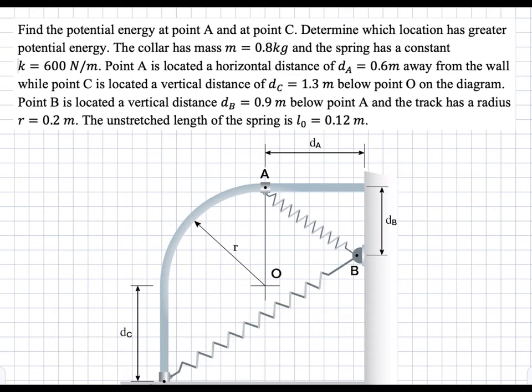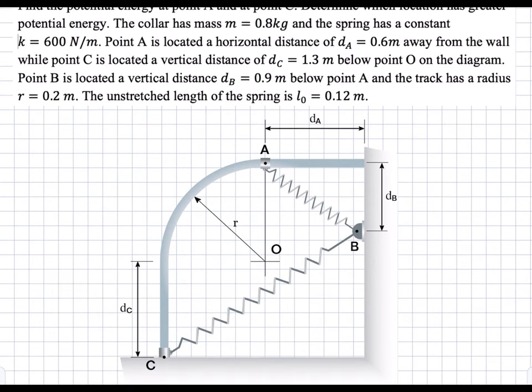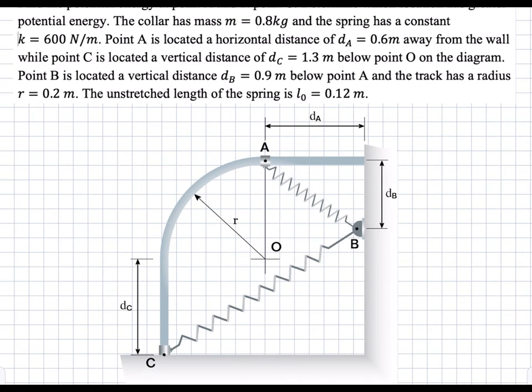In this question, we're asked to calculate and compare the potential energy between points C and A of this slider with a spring. There are two aspects to the potential energy: gravitational potential energy and potential energy stored in the spring. We're assuming at both of these positions everything is at rest, so there is no kinetic energy.